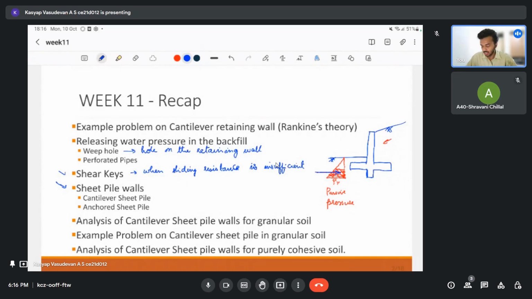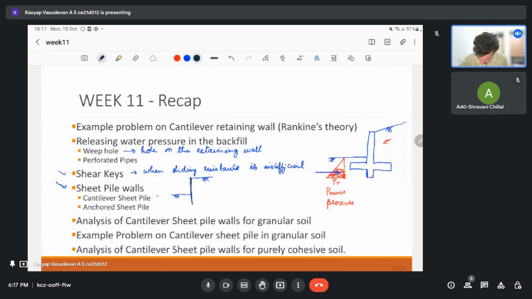So the design of sheet pile involves how much depth we are supposed to drive the sheet pile. That embedment depth is generally the design factor. There are generally two kinds of sheet pile walls. One is cantilever. When I say cantilever, it's nothing but we have a backfill and we have a sheet pile wall just like this.